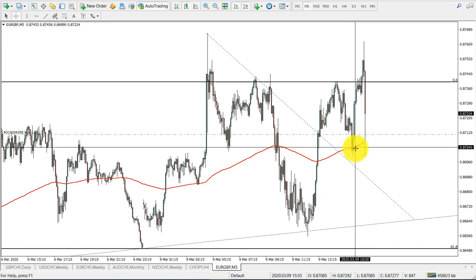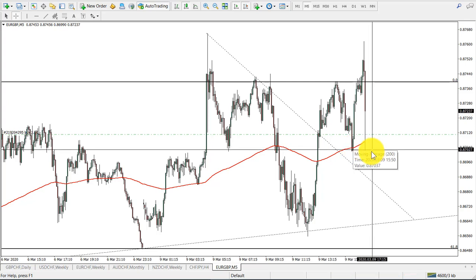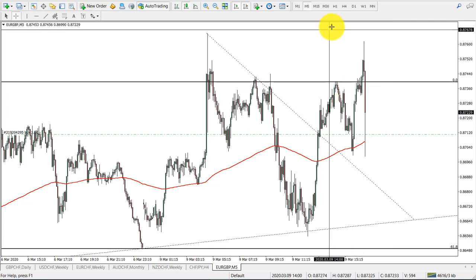My initial trade would have been on this price at the 200 moving average on the 5-minute chart, and we waited for this correction basically, and that's our trade. It's a buy trade setup.